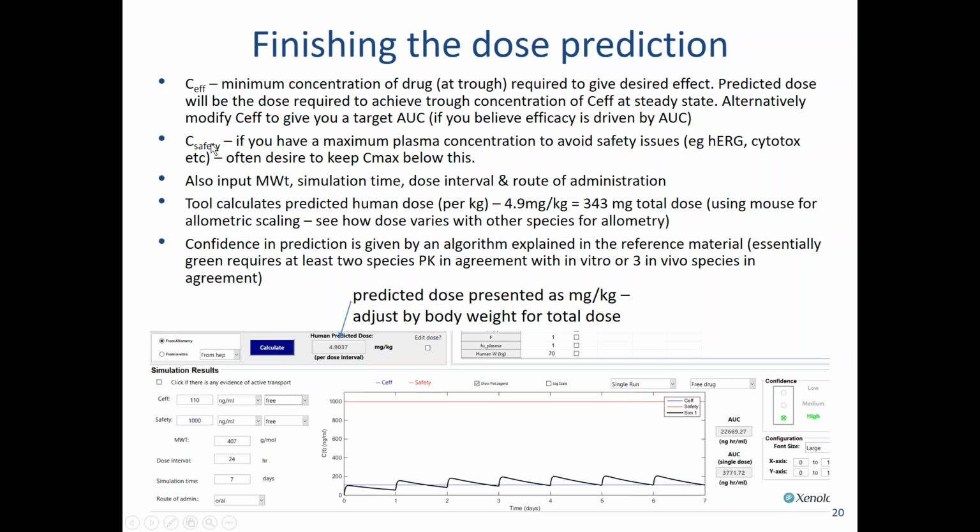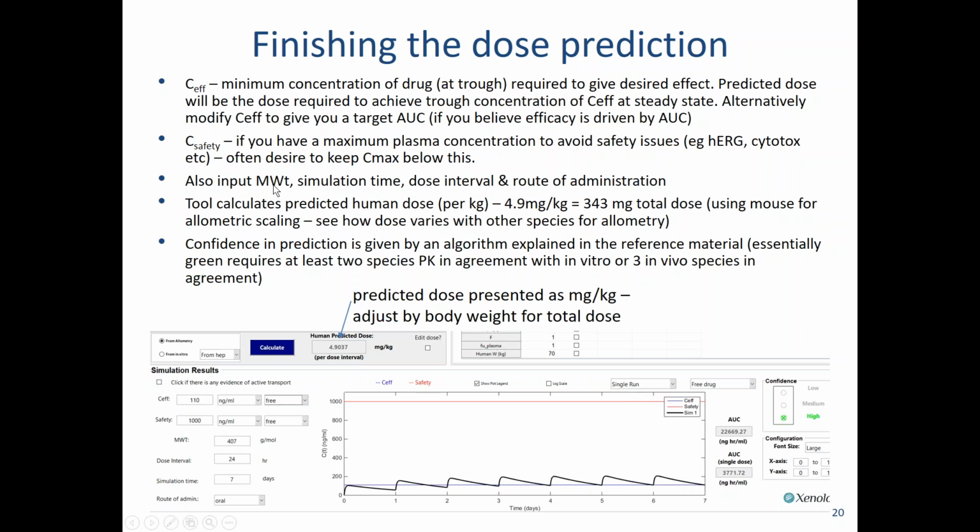Okay. C safety, as I mentioned, is basically just going to give you a red line at that value. It doesn't affect the calculation at all, but it serves as a warning if your plasma concentration goes above the safety line. So you might get that from things like hERG or cytotox, and oftentimes you want to keep Cmax below that.